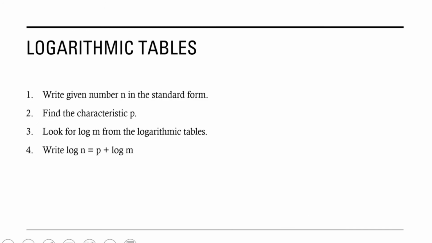Next we will see how to use logarithmic tables to find the log of a number. So, the first step is we have to write the given number n in the standard form. The next step is we have to find the characteristic. Then the third step is we have to look for log m from the logarithmic tables, and then the fourth step, we can write log n is equal to p plus log m.